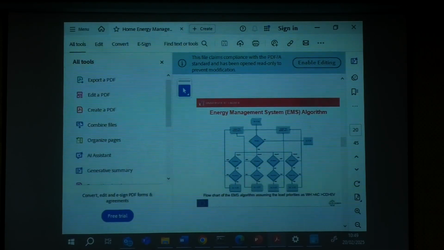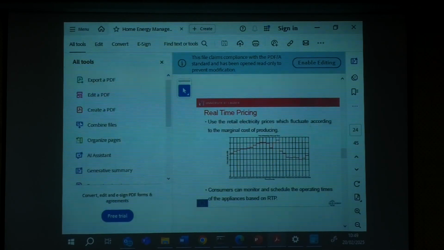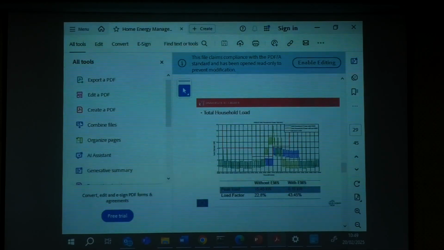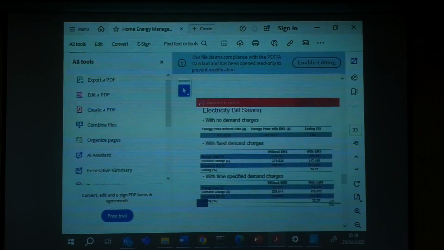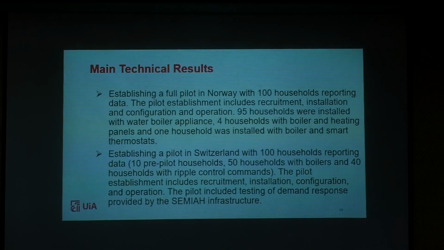Then we defined the critical load and non-critical load, then we developed this energy management system algorithm, defining the user priorities also, and then the energy pricing mechanism: time of use, real time pricing, demand charges. Then here you see, with reference to different conditions, how much energy saving can be done, which load we have to shift and so on. So, a lot of work which we did, but we have limited time and it is difficult for us to cover all these things, but we have all that work here.